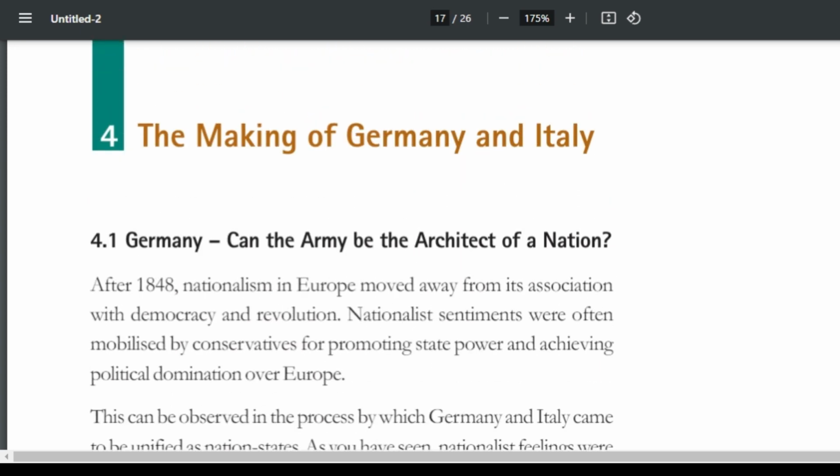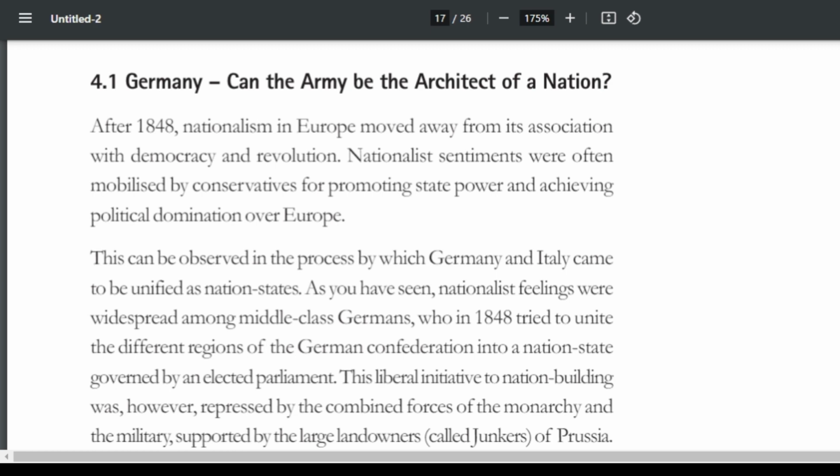Fourth, the making of Germany and Italy. Germany: can the army be the architect of a nation? After 1848, nationalism in Europe moved away from its association with democracy and revolution. Nationalist sentiments were often mobilized by conservatives for promoting state power and achieving political domination over Europe. This can be observed in the process by which Germany and Italy came to be unified as nation states.